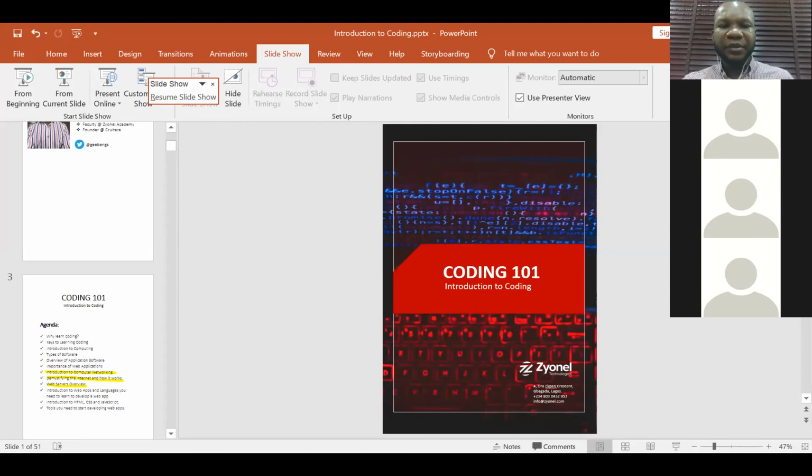So let's go back to the categories of the hardware. We have the input devices and we have the output devices. Now, in between the input devices and the output devices, we have the CPU, which is the central processing unit.